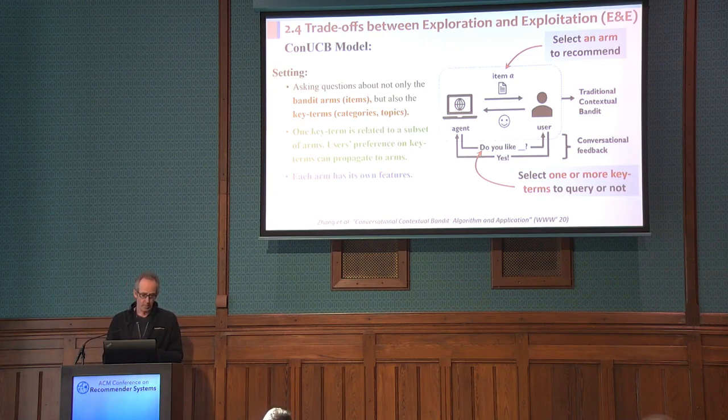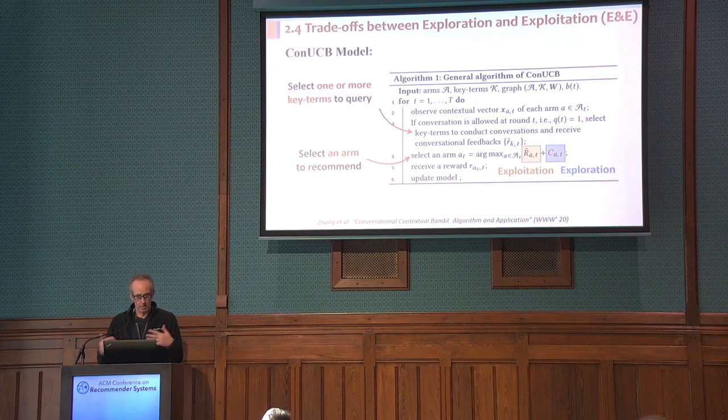It's again a contextual method, meaning that it's not just about rewards, but it's also about features of items, features of the questions. And so this is at a very high level the schema, which looks simple enough, right? You have a bunch of arms, items, or terms to ask about. You observe a contextual vector for each arm, items and terms. There is a function that decides whether it's a good time to ask a question or not. If it's a good time, you go ahead and select key terms, so topics to ask questions about, and then you get feedback.